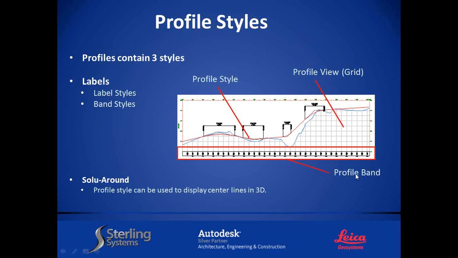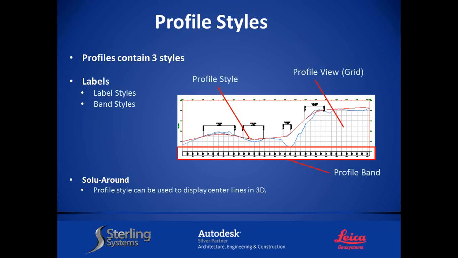The last style you have to configure for a profile, again, this is one of the most challenging styles that you can ever create. Because there's 3 different components, you have to understand each component. So hopefully this will help you out. The third one is the profile band style, and that's right there at the bottom, and that displays the information existing and proposed and all the stationing as well. And you can put that above or below.